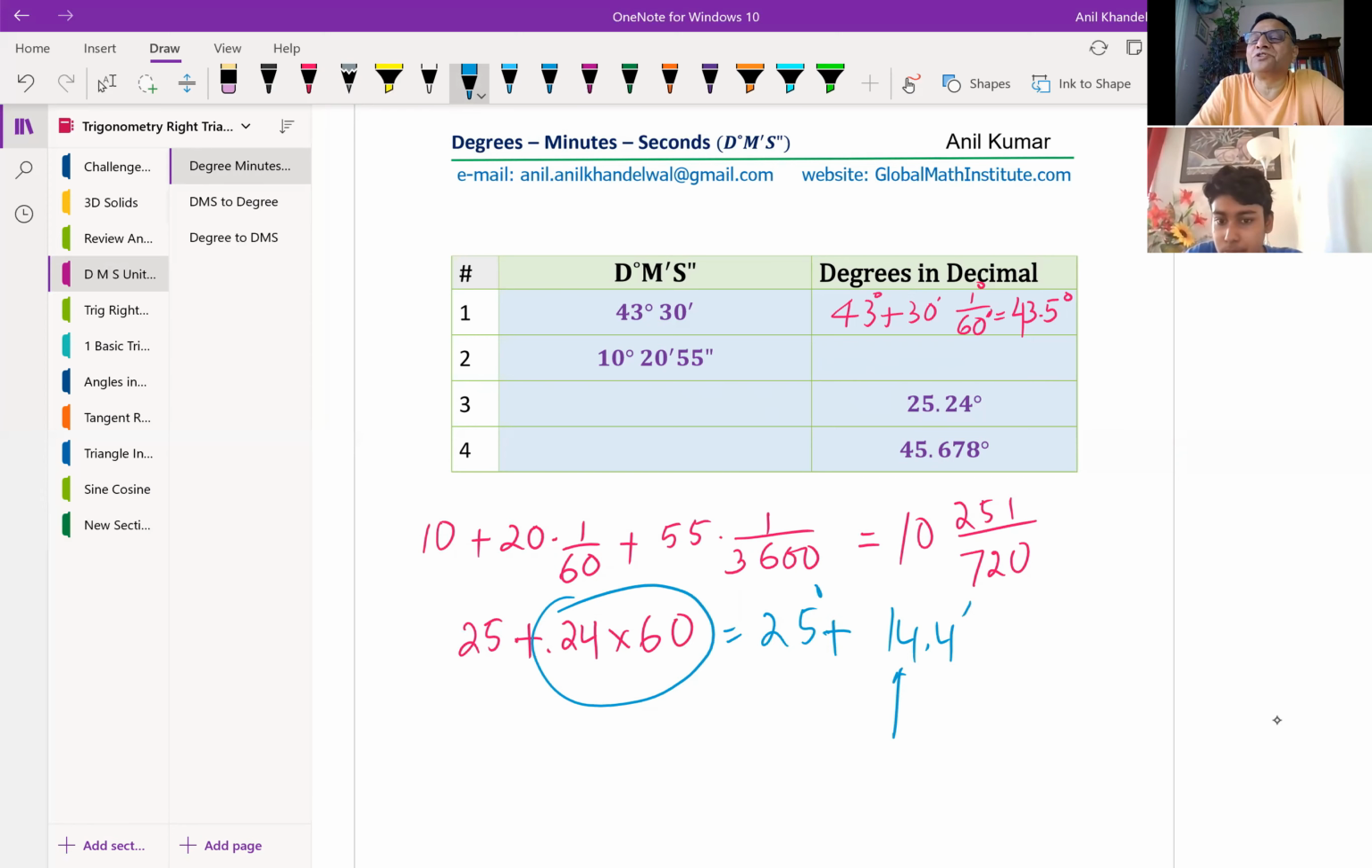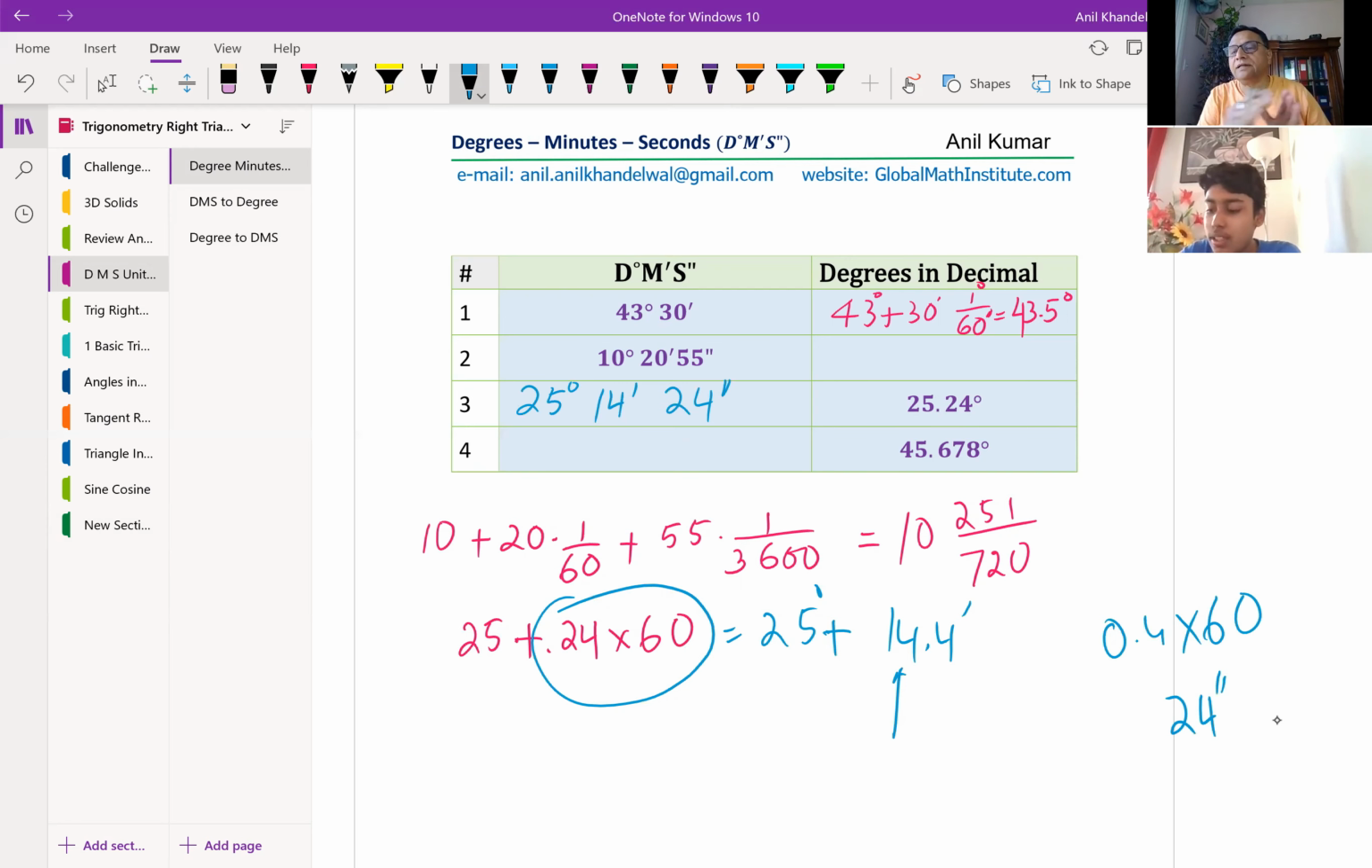Now, 0.4 needs to be further calculated into seconds, correct? We'll do 0.4 times 60, 24 seconds. Do you see that? So basically, you get 25 in degrees, which is already there. The decimal 0.4 degrees will get converted to 14 minutes, and 0.4 gets converted to 24 seconds. Do you understand? So that is how we are going to get the answer. Is this absolutely clear to you? Yes, sir. Perfect. Now, I would like you to do the last one.